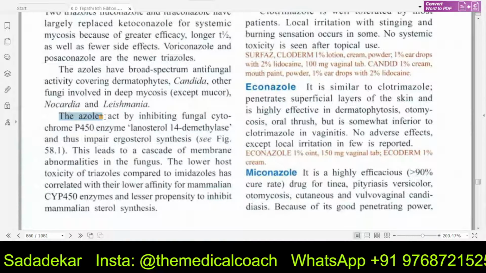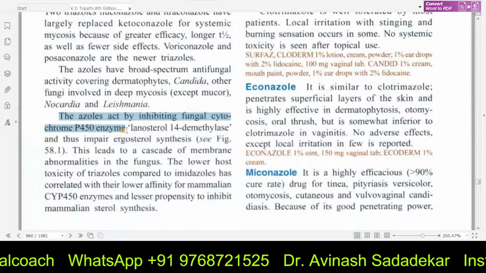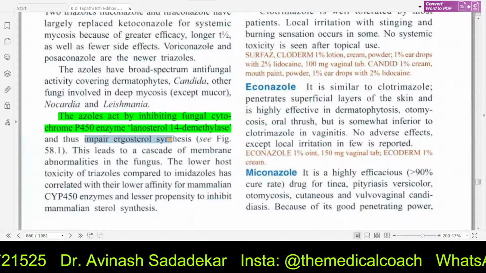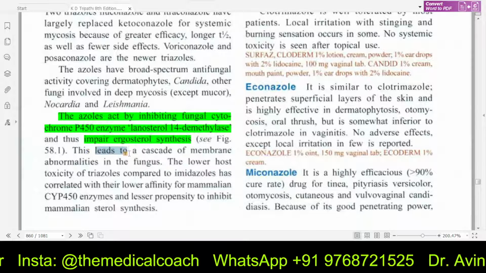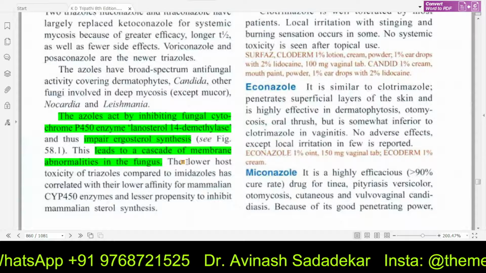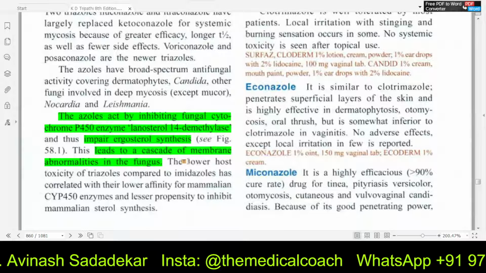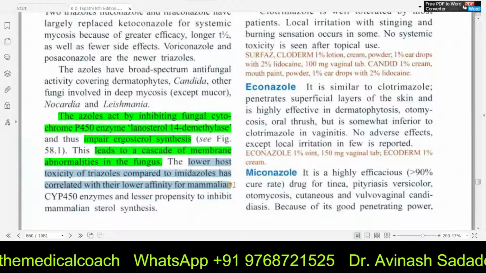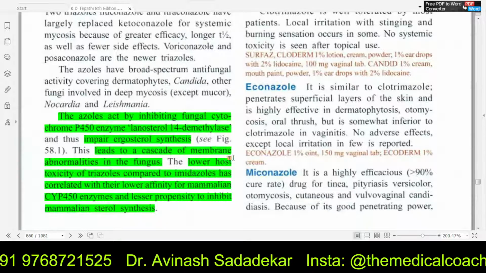These azoles, these chemicals act by inhibiting fungal enzyme cytochrome P450. The enzyme's name is lanosterol 14-demethylase. This enzyme is important for ergosterol synthesis. No ergosterol, no cell membrane. No cell membrane, a series of reactions happen, a cascading effect happens and the membrane becomes abnormal. See, we humans have lower toxicity to triazoles compared to imidazoles because we don't concentrate it and our enzymes do not have that much affinity for this drug.